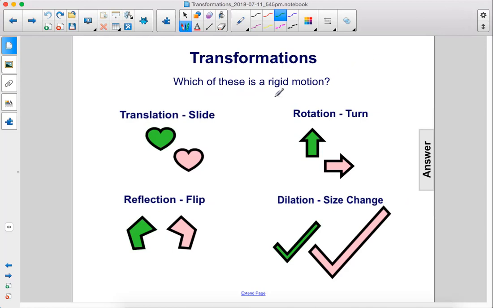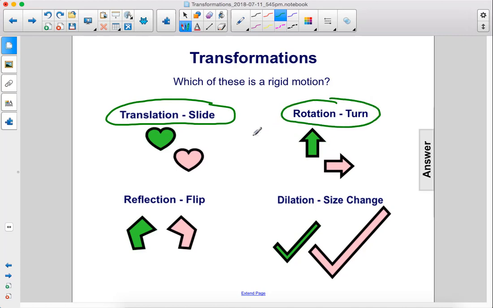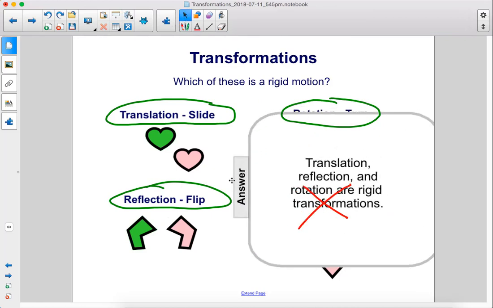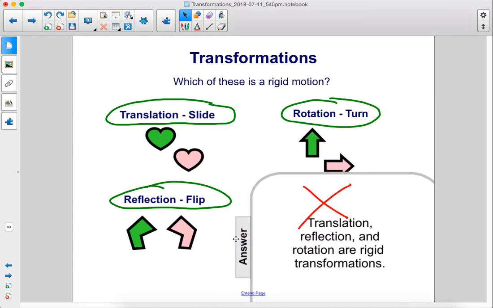Transformations. Which of these is a rigid motion? Sliding for sure. Rotating is also a rigid motion. Flipping is a rigid motion. But dilation, size change, is not a rigid motion. So we have translation, reflection, and rotation.